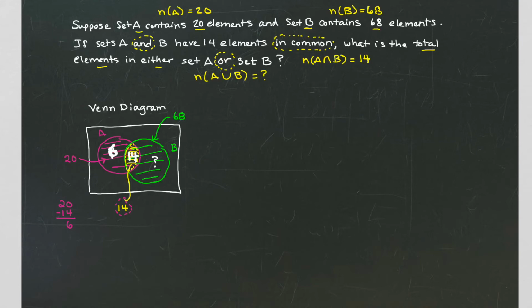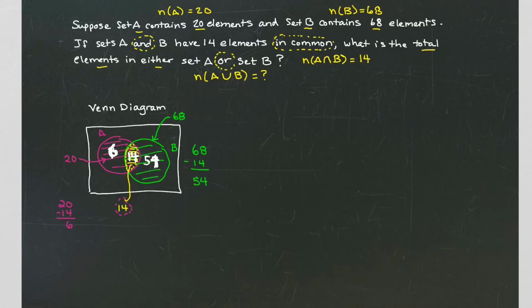Let's do the same thing on the other side with B. On the other side, B, the total number in the green circle is 68. But we're going to subtract off the 14 elements in the middle. That's going to give us that there's 54 elements that lie outside of the intersection, but still inside of B. So here we have 54 elements right here.